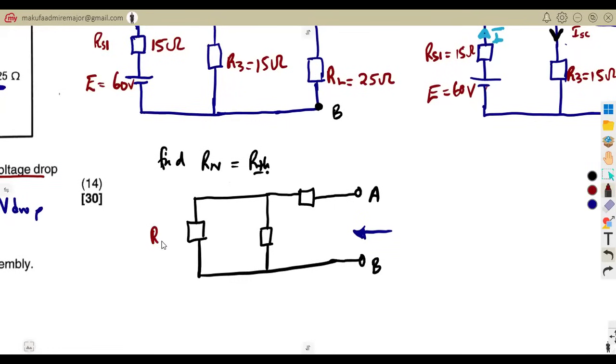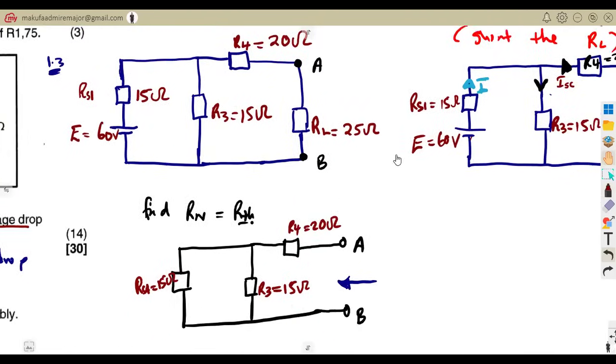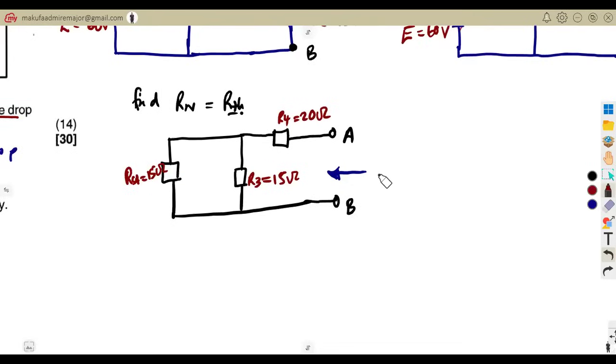Remember, this is our series combination that gave us 15 ohms. This was our R3, which was also 15 ohms as we are given. This is the R4 that we had here, which was 20 ohms. So that is how it is going to look. And you calculate your Rn here, which is the same as your Rthev. This is our look-in resistance.